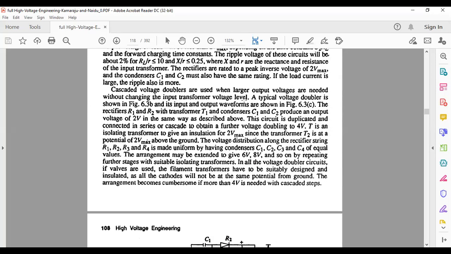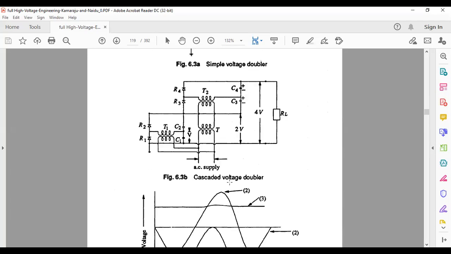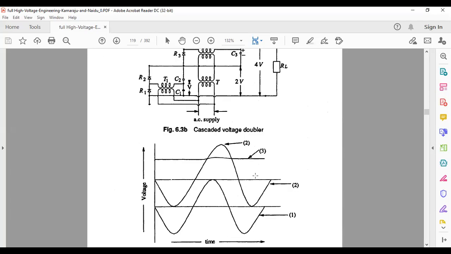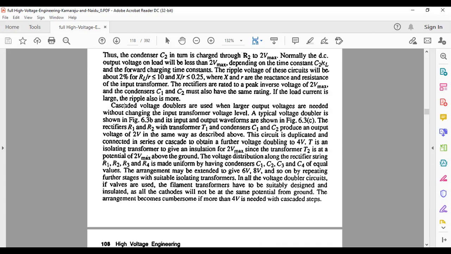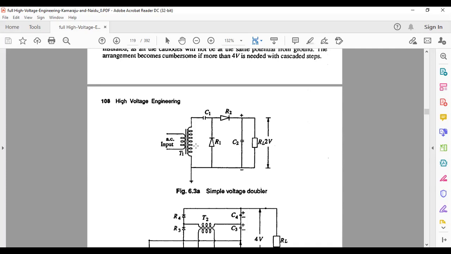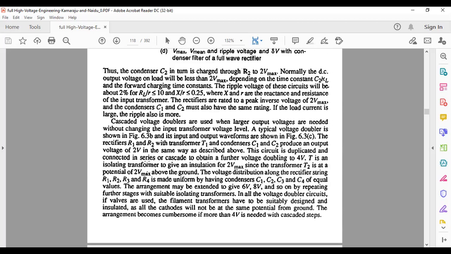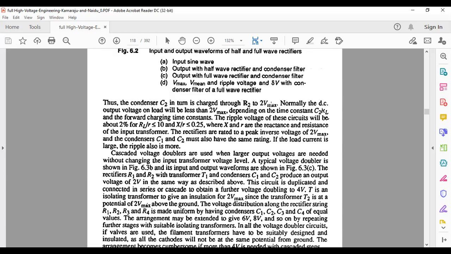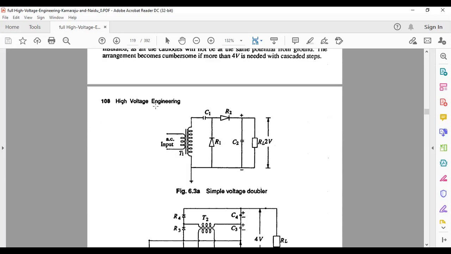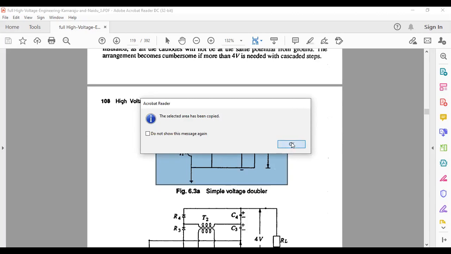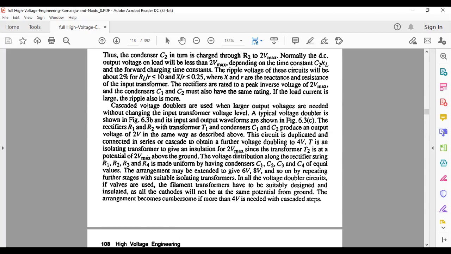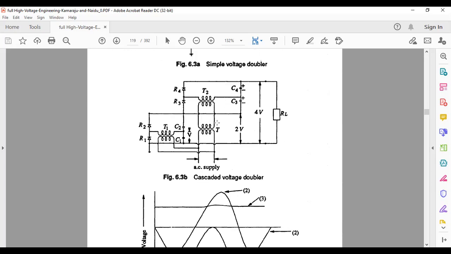So after that we have the voltage multiplier circuit, that is the cascaded voltage doubler. In the last class we covered only the voltage doubler circuit, but in this class I am going to discuss cascaded voltage doublers, which are used when larger output voltages are needed. In the previous circuit we got only 2V max, right? Now this is the cascaded voltage doubler circuit.